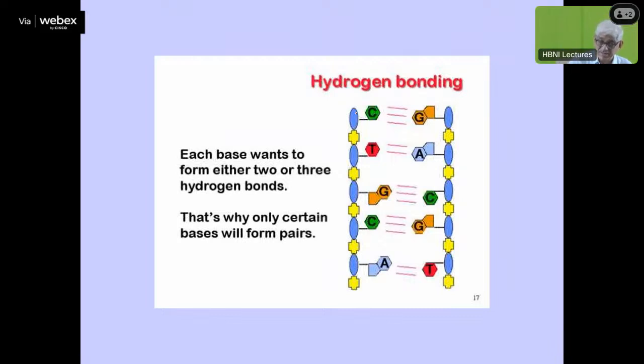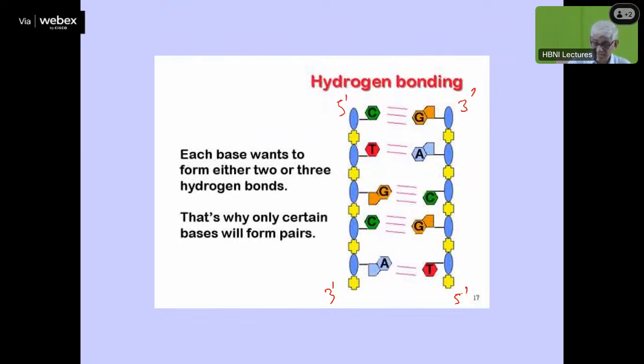And one chain is running in this direction, the other chain is running in this direction. They are running in opposite directions. In the two chains which are there, the two chains run in anti-parallel fashion. Okay, so if we have this is the 5' end, here is the 3' end. In the other chain, this will be the 5' end and this will be the 3' end. The two chains run in an anti-parallel fashion.